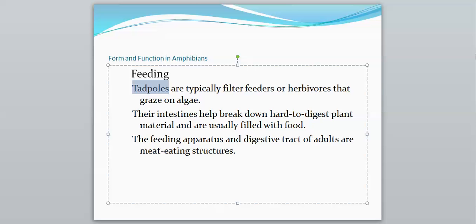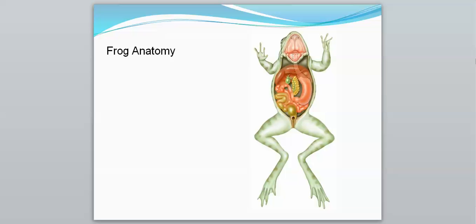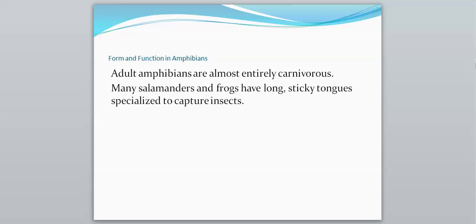So when they become adults, they look something like this. Again, this is a frog, just an example. So the digestive structures are going to be the first thing that we look at in the frog anatomy. Adult amphibians are almost entirely carnivorous, so they eat meat, almost every single one of them. And many salamanders and frogs will have long, sticky tongues that are specialized to capture insects.